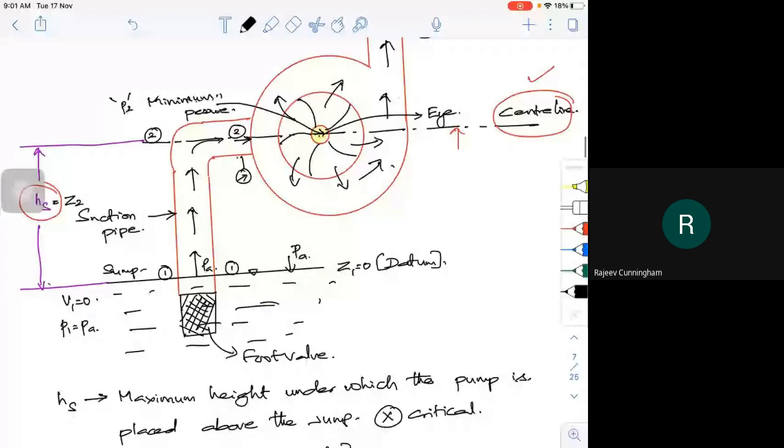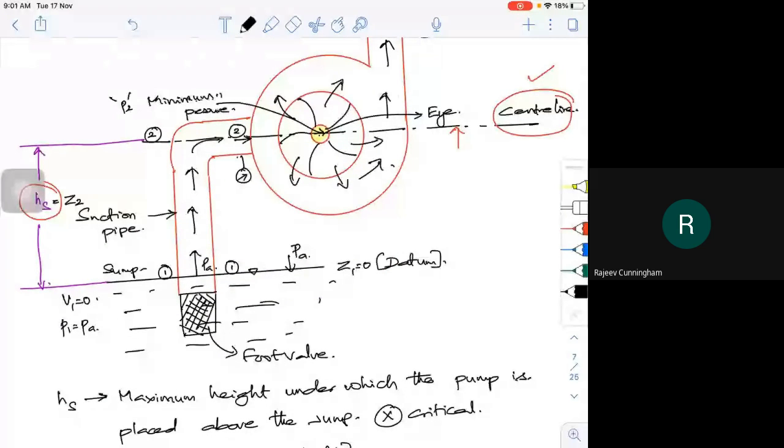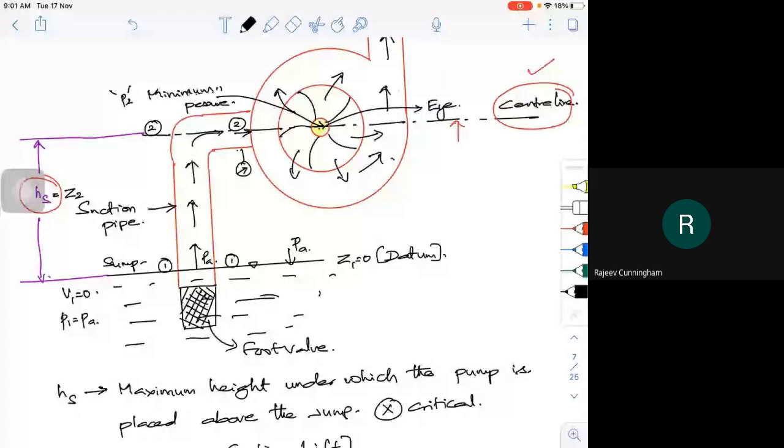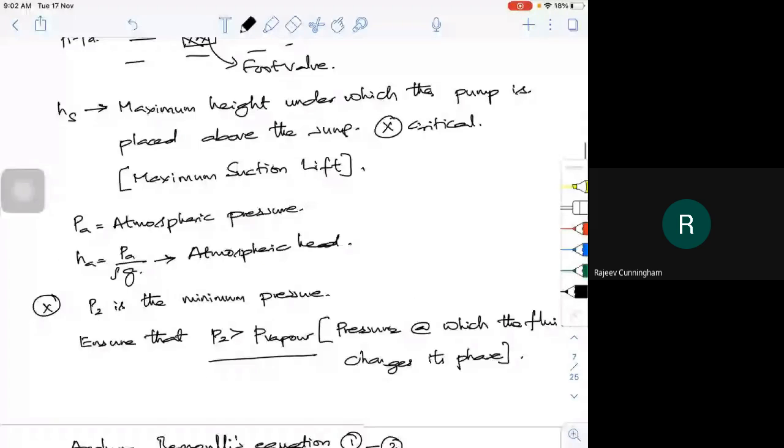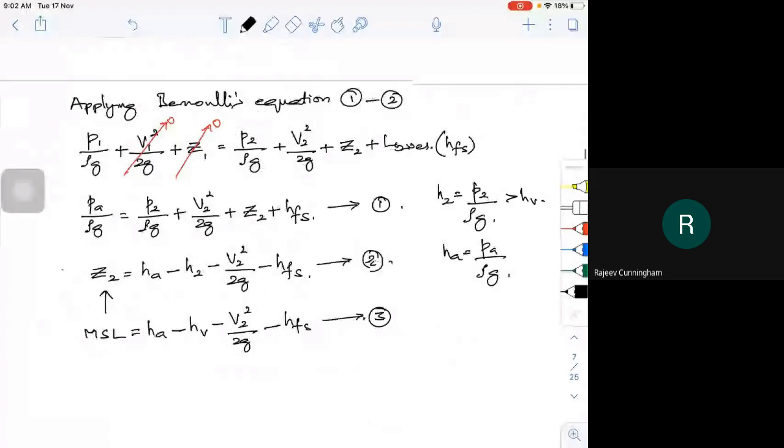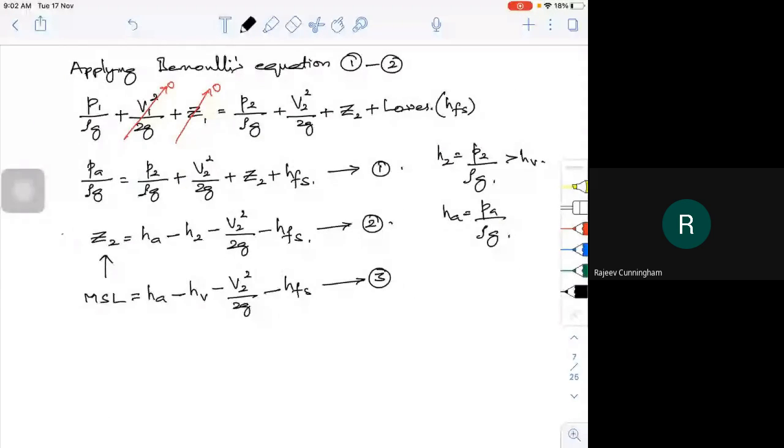It is critical because I need to see the maximum possible height of the center line, or we can call it the eye of the impeller, from the sump level. So considering your atmospheric head, from Bernoulli's equation we got this expression. Maximum suction lift is equal to HA minus all the other terms.